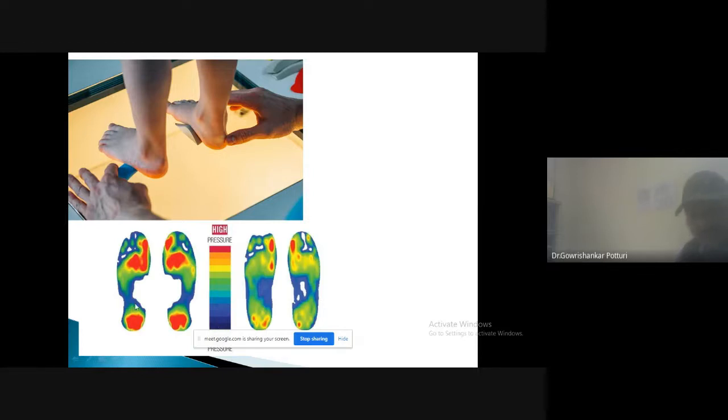So in the scan, wherever the blue color is there, you have low pressure, and where the dark pinkish or reddish color is there, that place has a high intensity of pressure. So there ulcers can happen. With this you can identify, and suitable cushioning as treatment you can give for them. Did you understand? Yes, sir.